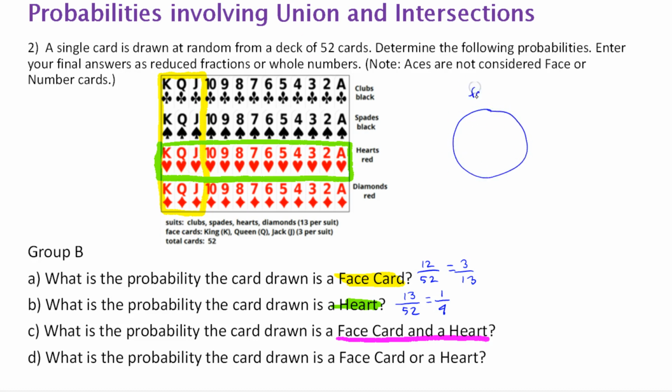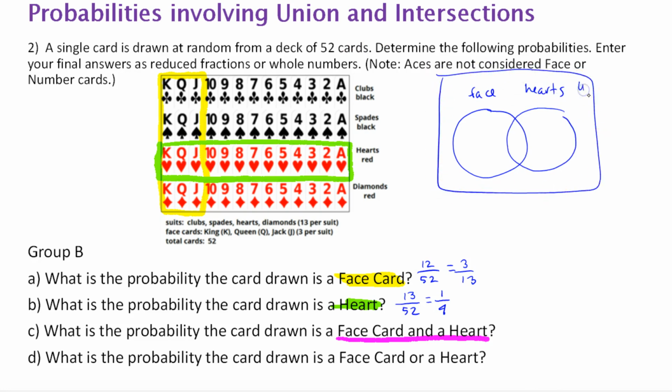If we had our face cards, this set, and this set is hearts, and then we have a universe. The intersection, face cards and hearts, has 3 elements. Only face cards would be these 6 and these 3, not including those. So we'd have 9 face cards. And hearts that are not face cards, well, that would be these 10. And we could figure out what goes out here, but I don't feel like counting it. We just need these numbers.